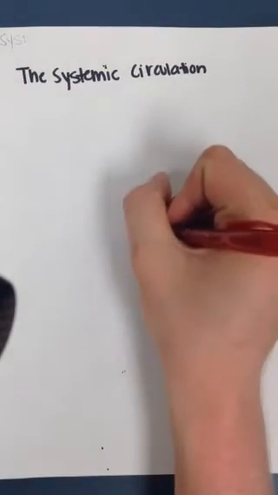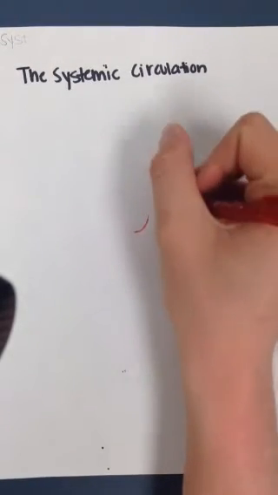Hi guys, we're going to look at the systemic circulation. I'm going to draw you a flow chart for this. As you remember, the systemic circulation provides functional blood supply to all body tissues. That is, it's going to deliver oxygen, nutrients, and other needed substances while carrying away carbon dioxide and other metabolic waste. So to begin, we're going to draw the heart.